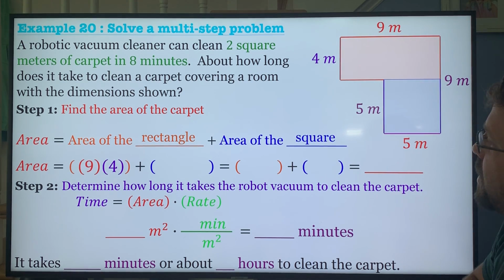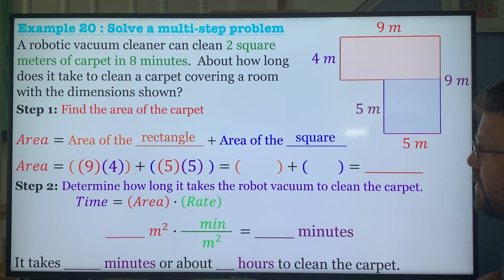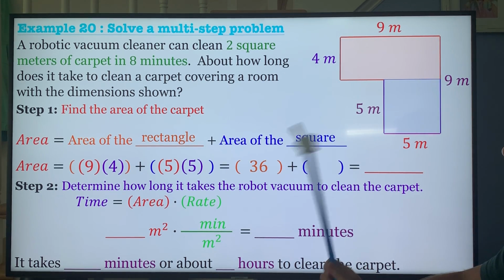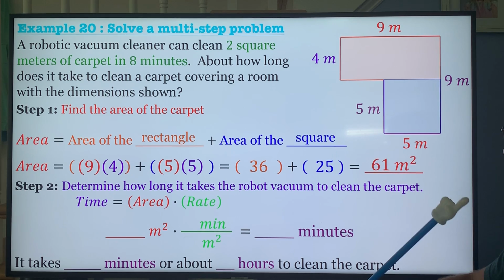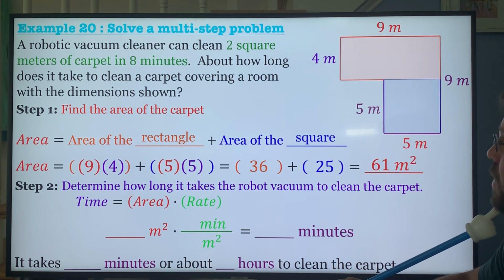So the area equals, the area of the rectangle on top is, what do we have? 9 times 4. Area of the square down below is 5 times 5. 9 times 4 is 36. 5 times 5 is 25. Add them together to get 61 square meters. Remember, area is square. Now, how long does it take the vacuum to clean?